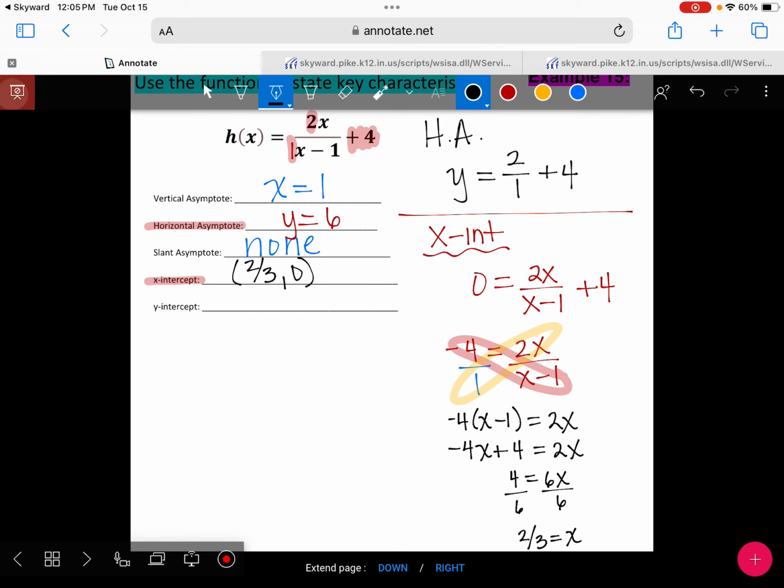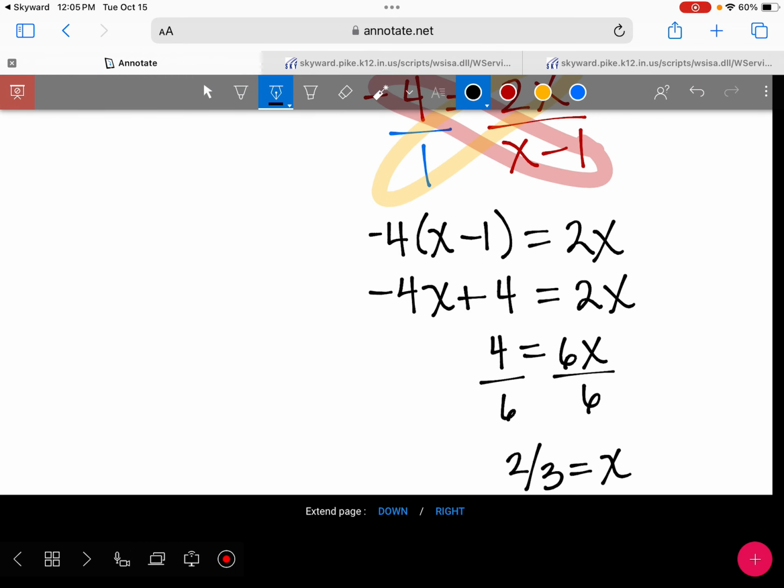All right, raise your hand if you agree with my answer. Who got 2/3? All right, you can look at my work if you did not get that. We want to start by distributing the -4. So it will be -4x plus 4 because a negative times a negative is positive. And then the next thing I did was I added the 4x. I didn't write that, but I added 4x to both sides. So I got 4 equals 6x, divide both sides by 6. So I have 4 over 6, which reduces to 2 over 3.